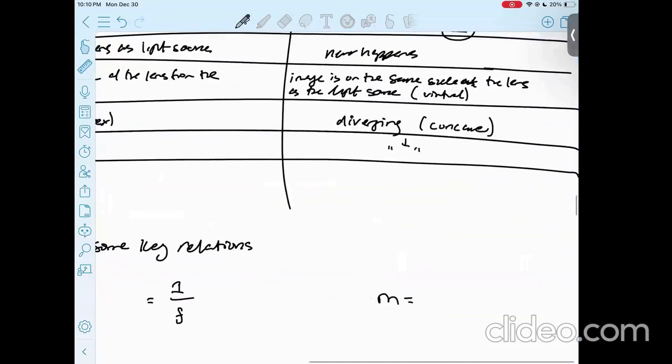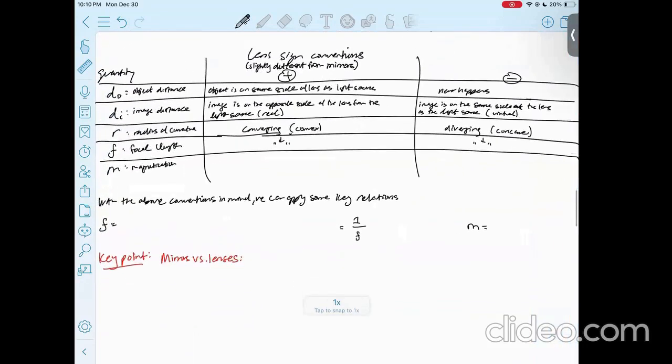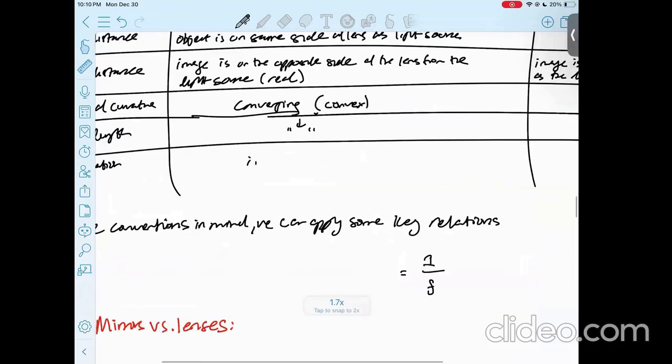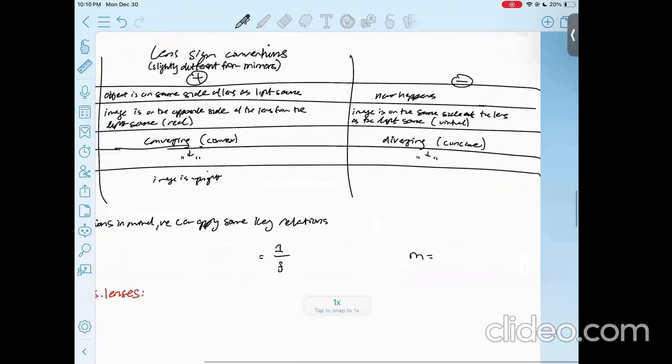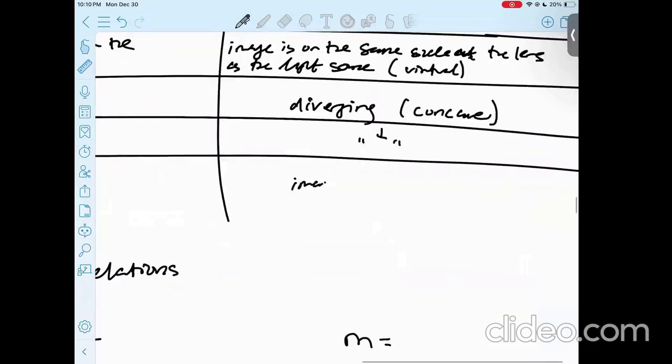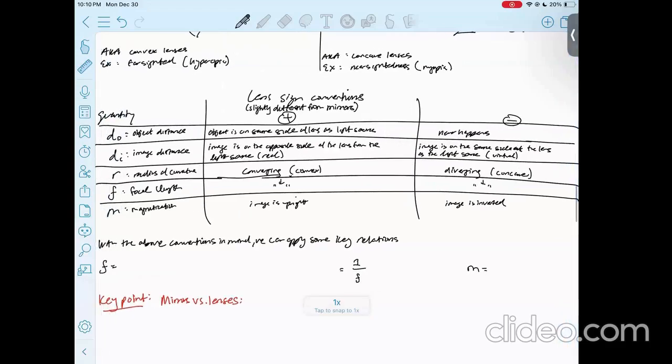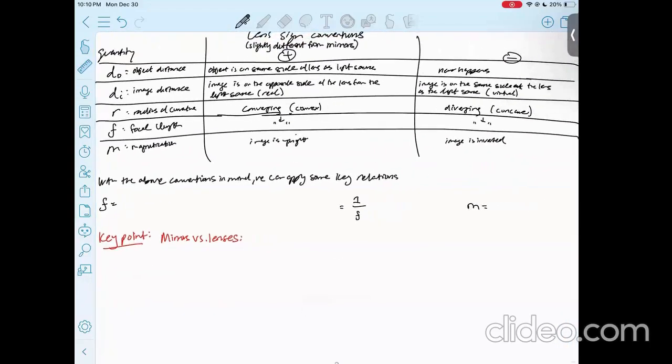So I'm not going to rewrite that. And magnification, same deal. If it's positive, image is upright. And if it's negative, your image is inverted. Okay. Now, the really nice thing is that the same equations that held for mirrors also hold for lenses. As long as we use the appropriate sign conventions, we don't have to memorize extra things. We can just use what we already know, as long as we use the right sign conventions.